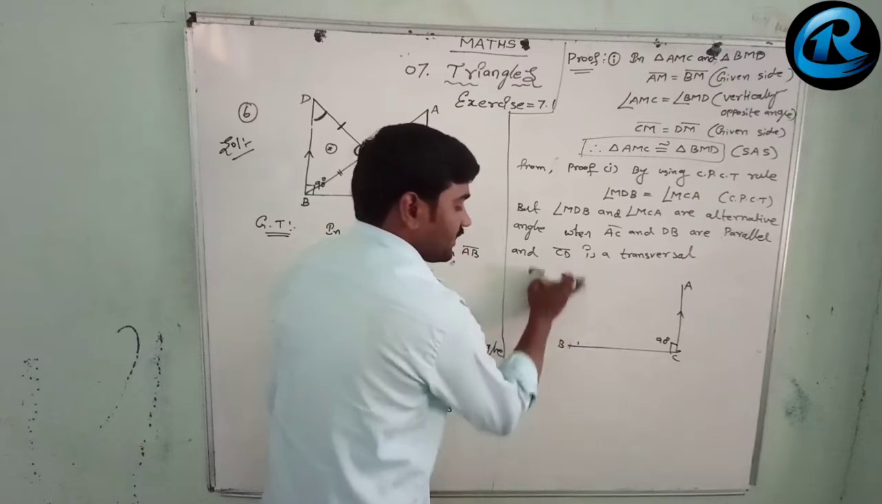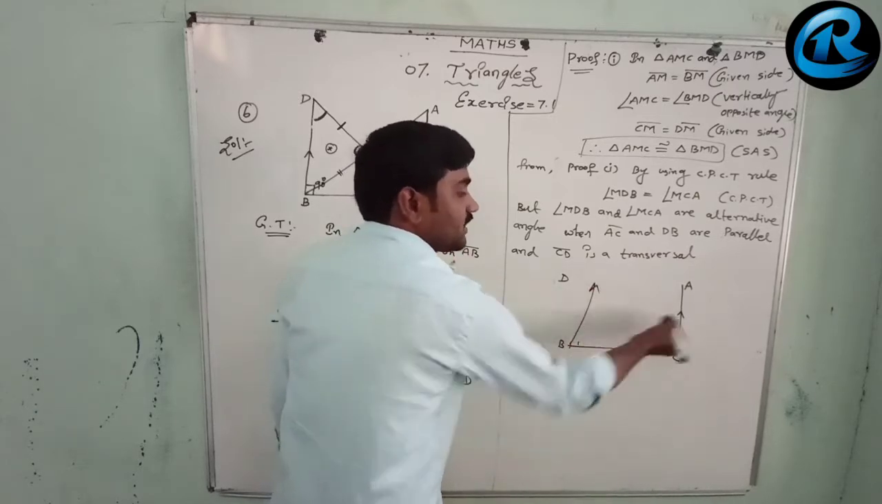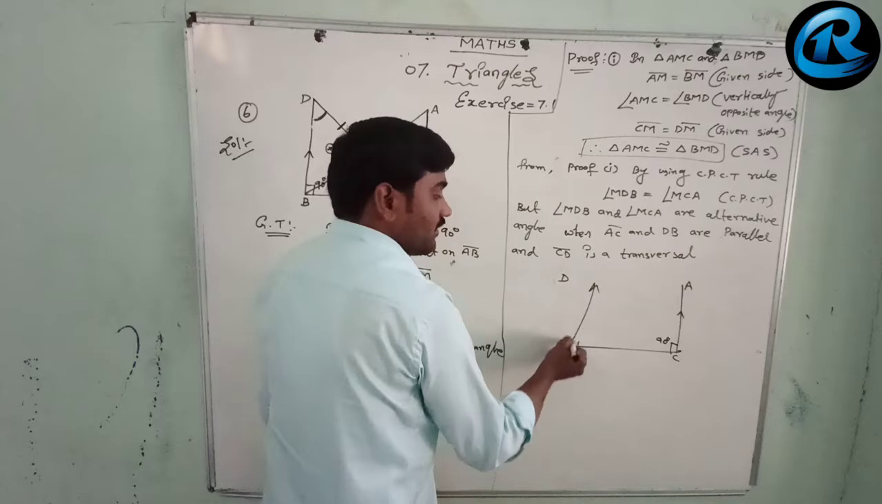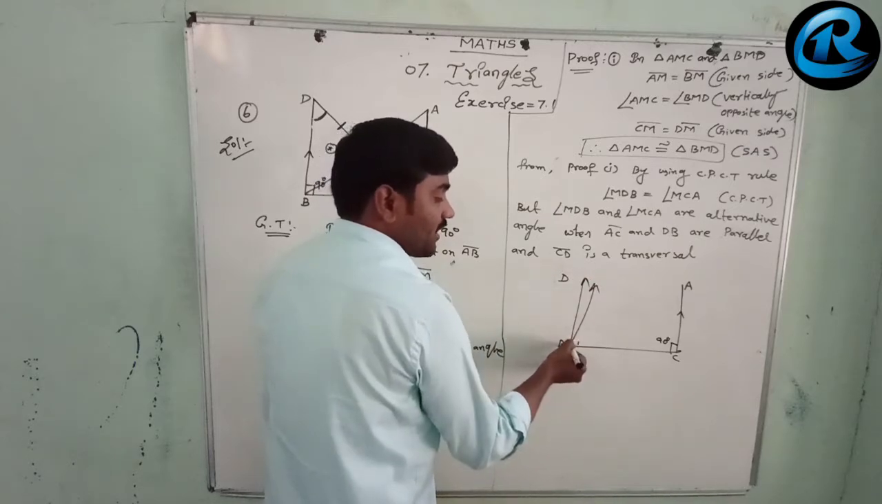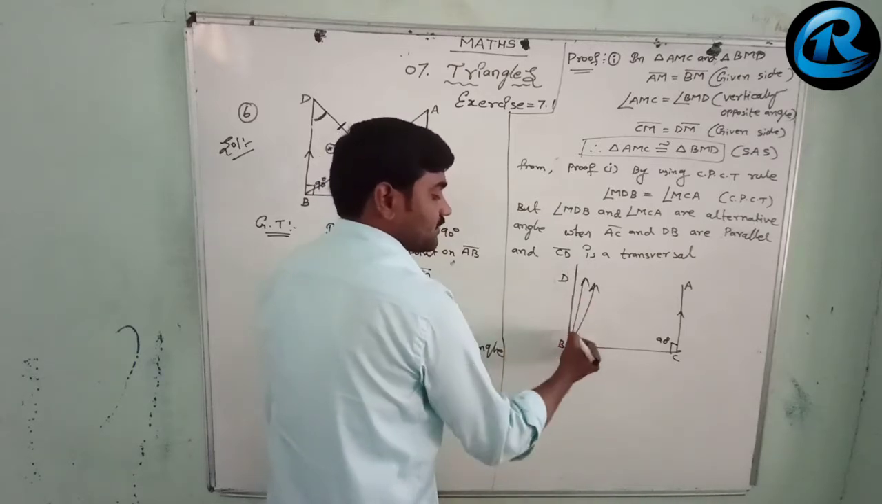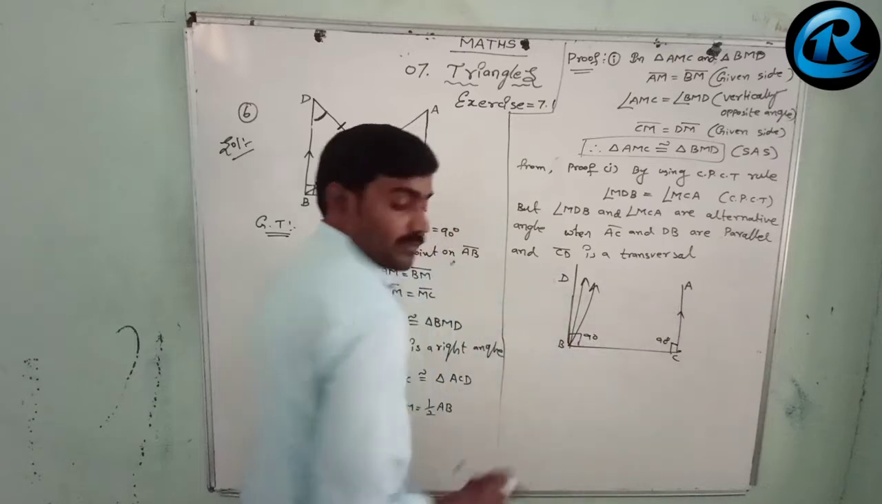Appude adi kaakunda ikkada 90 degrees kaakunda 70 degrees unte how it become parallel then? If it is some more other degrees, how it become a parallel? When it is 90 degrees, then only these two will be parallel.